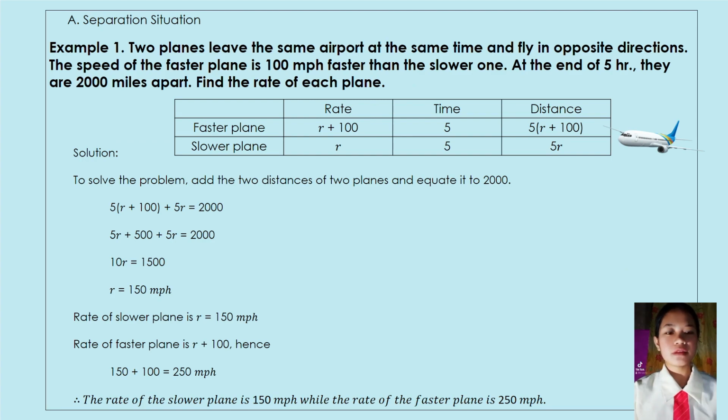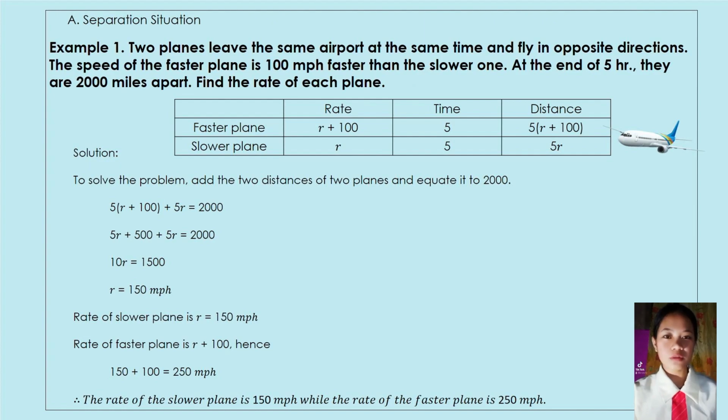In the given situation or example below, two planes leave the same airport at the same time and fly in opposite directions. The speed of the faster plane is 100 mph faster than the slower one. At the end of 5 hours, they are 2,000 miles apart. Find the rate of each plane.